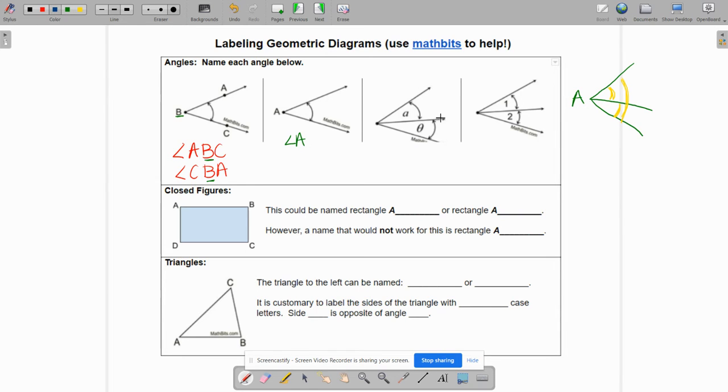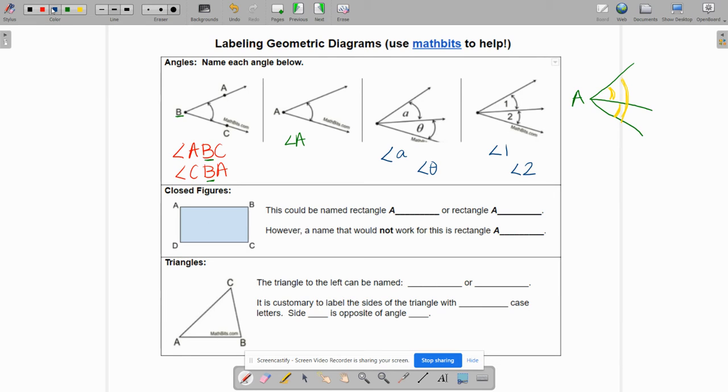You might also label an angle with lowercase Greek letters like alpha or theta. So you could say angle alpha or angle theta. And you can also use numbers, and these are all labeled inside the interior of that angle. So angle 1 or angle 2.